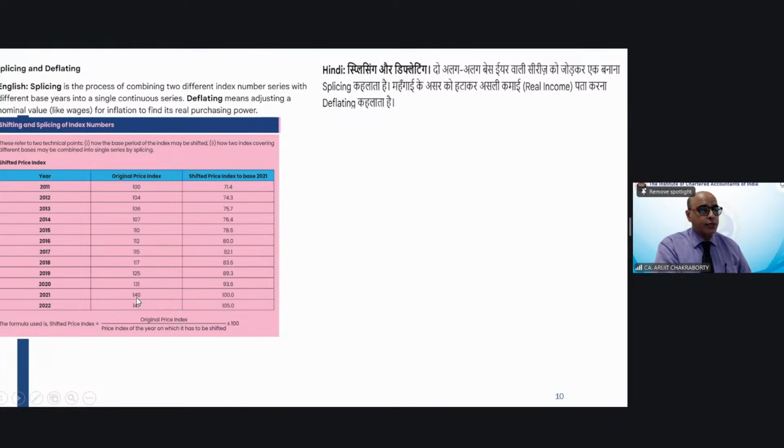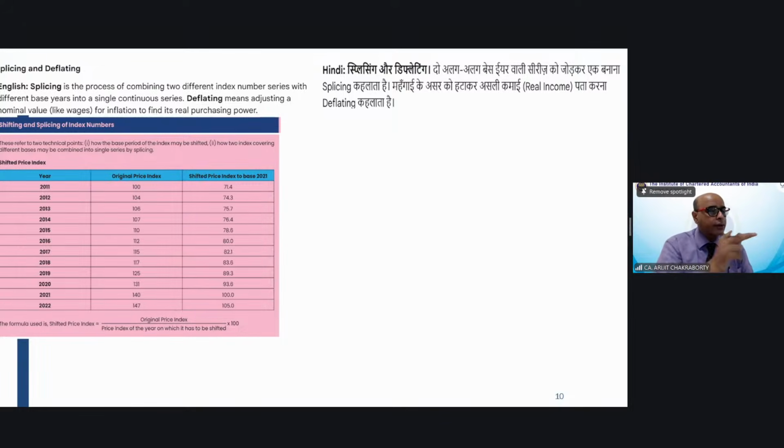2021 का ओरिजिनल प्राइस इंडेक्स 140 है, 2011 का है 100. सो 2011 का शिफ्टेड प्राइस इंडेक्स क्या होगा? It will be calculated as, you can see, the original price index divided by the price index of the year on which it has to be shifted multiplied by 100. इसका अर्थ यही है that 2011 का shifted price index हम लोग कैसे कैलकुलेट करेंगे? We will take the original price index of 2011. You can do it with me.